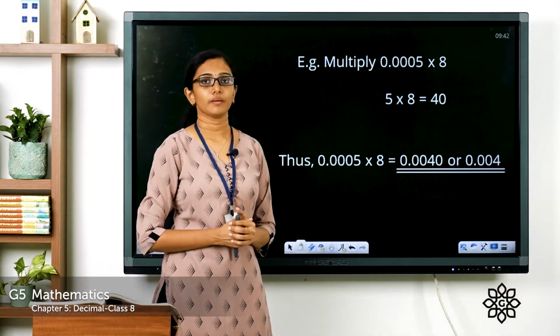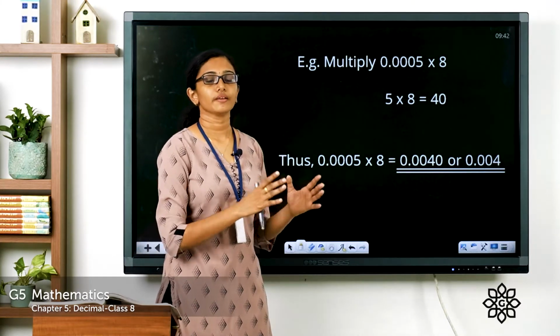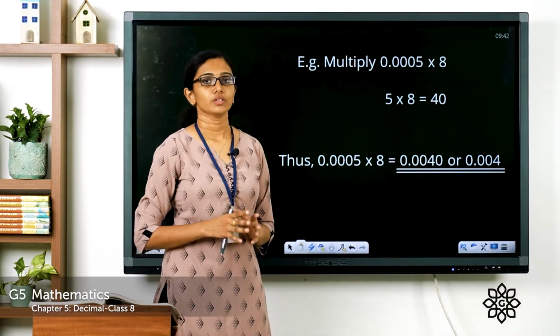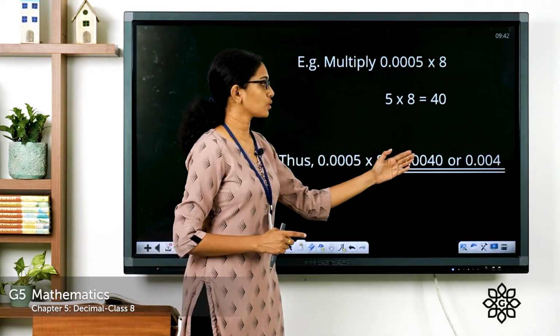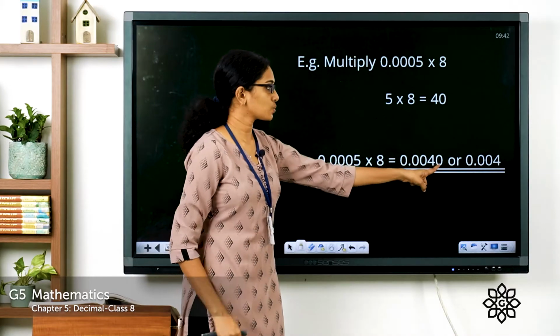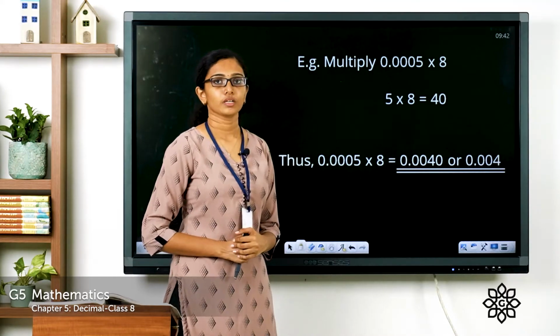which never changed the value of the given decimal number. So, similarly, in the decimal number 0.0040, you can see there is 1 zero at the right end.